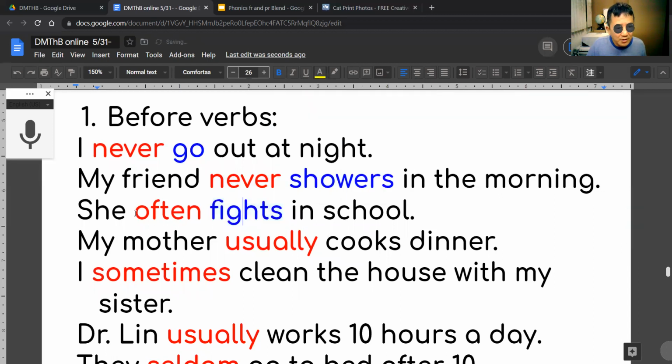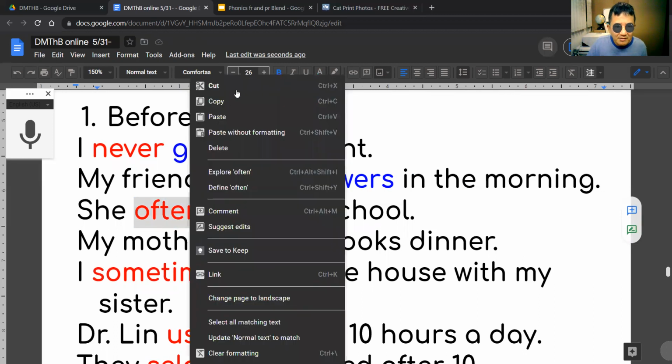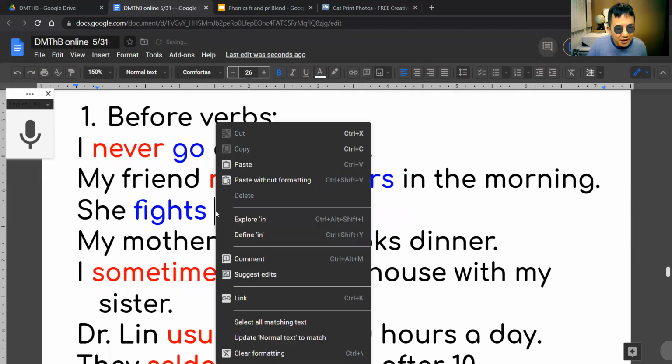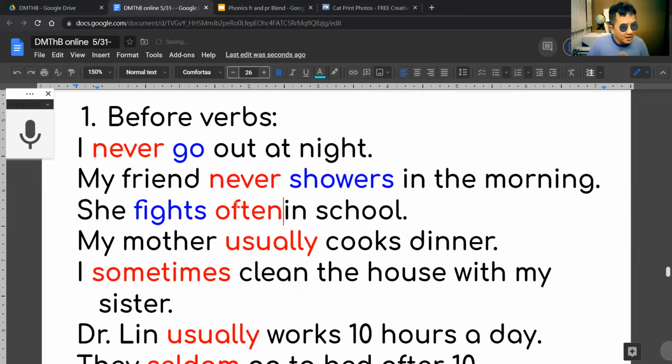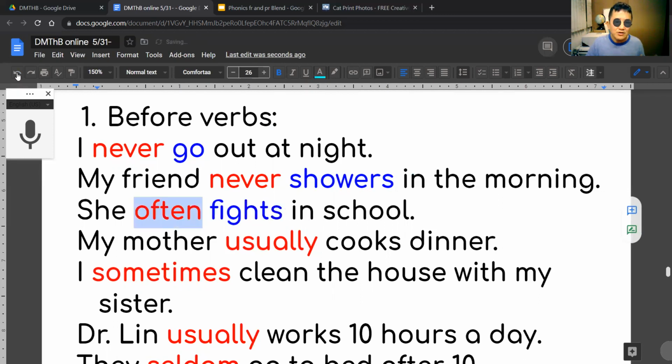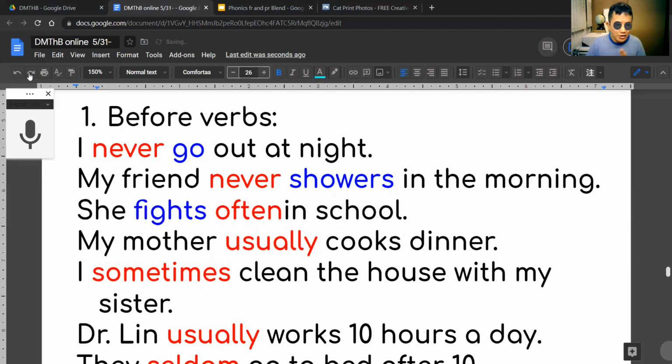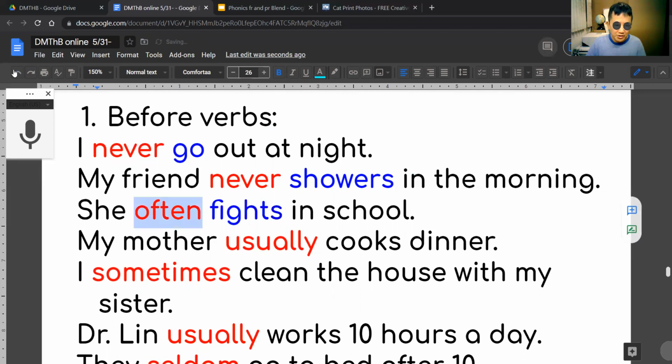And notice the word often appears before fight. Not after, not here. This is wrong: "She fights often." No, we don't say that. We say she often fights. She often fights.